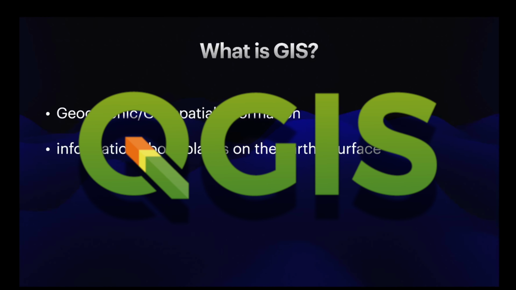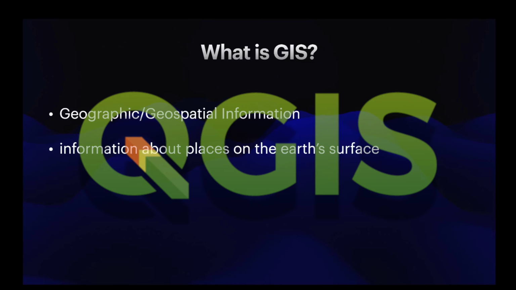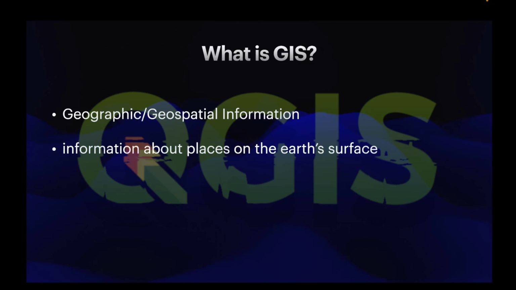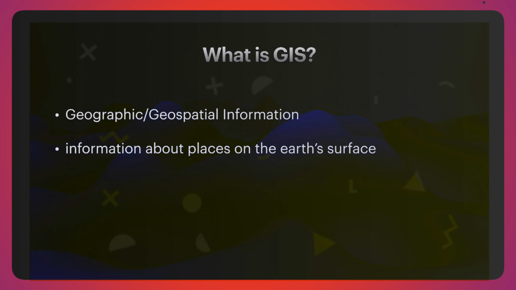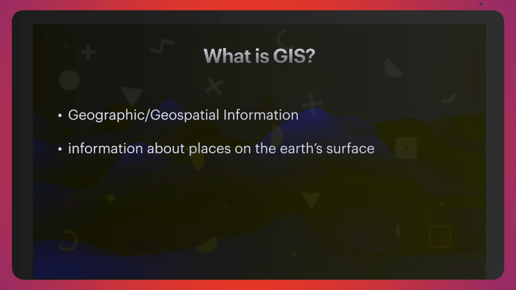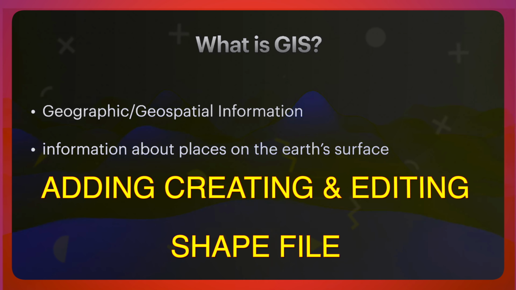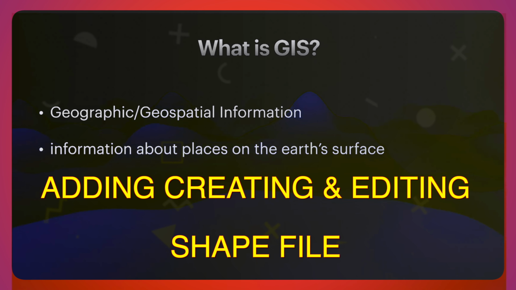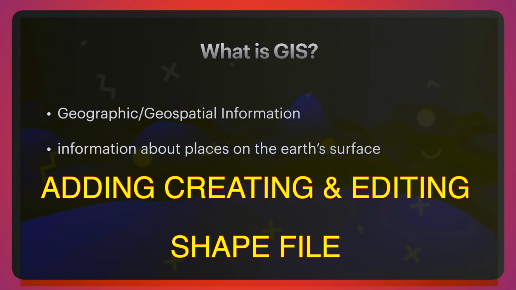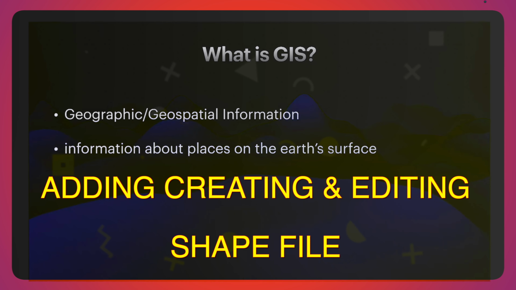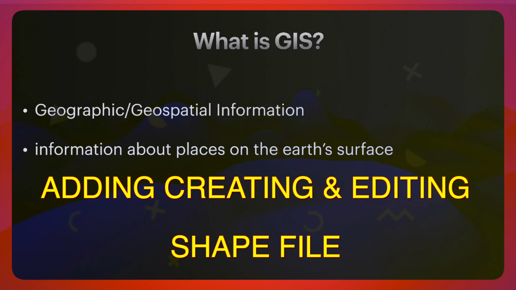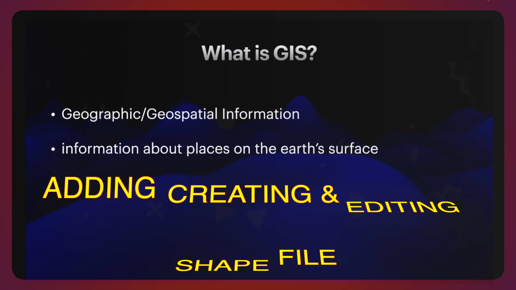Now the data for any GIS software is vector and raster. So vectors are basically shape files made up of lines, points and polygons that we are going to explore. So we will be handling shape files. We will be adding and also creating shape files, and learning how to rename and relabel them with the help of the QGIS software.